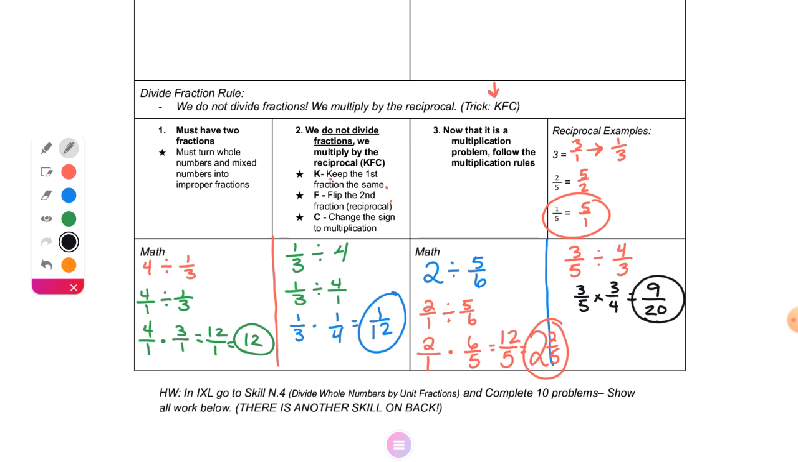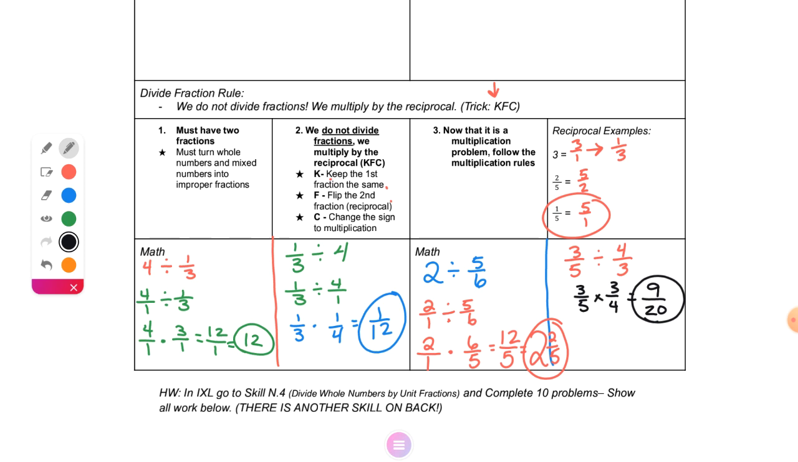So, for homework tonight, your homework's a little bit weird. We've never done it like this before. On the bottom of the front side, it says, in IXL, go to skill N.4, and it tells you what it's called, and complete 10 problems. So you're not getting to a certain SMART score. It's not like a quiz on IXL. You're just going to N4. Do you think I want you to show your work? Yeah, so I should see 10 problems on the bottom here. It'll take you more time to write them down than it will to actually solve them.